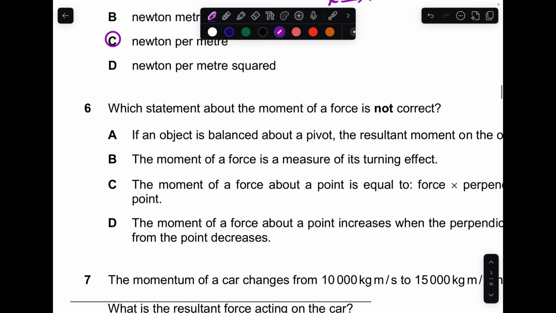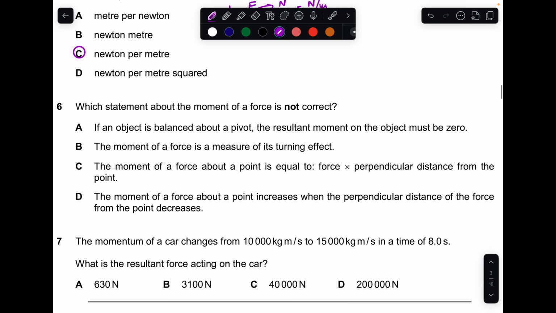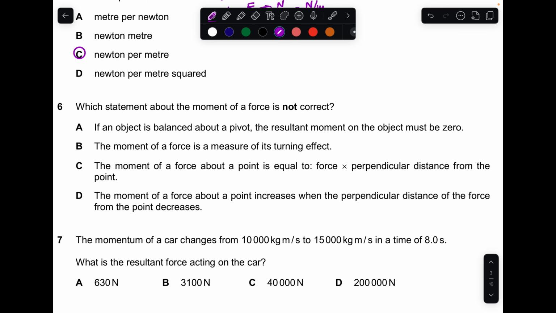In question 6, which statement about the movement of a force is not correct? And we have the following options. In option A, if an object is balanced about a pivot, the resultant movement on the object must be 0. That is correct. What we have to choose? We have to choose not correct.